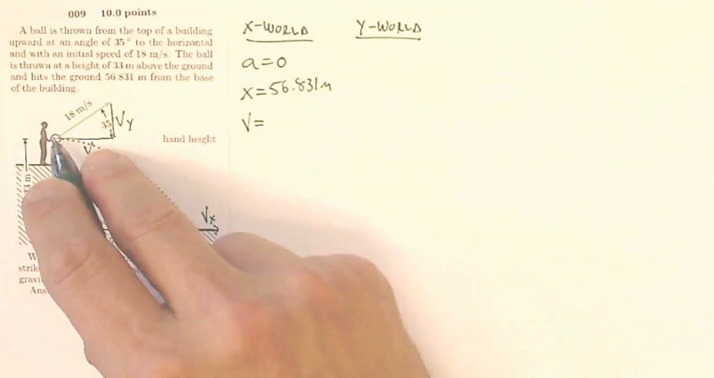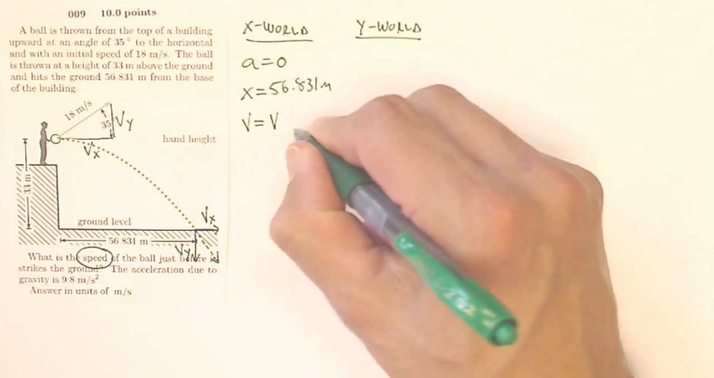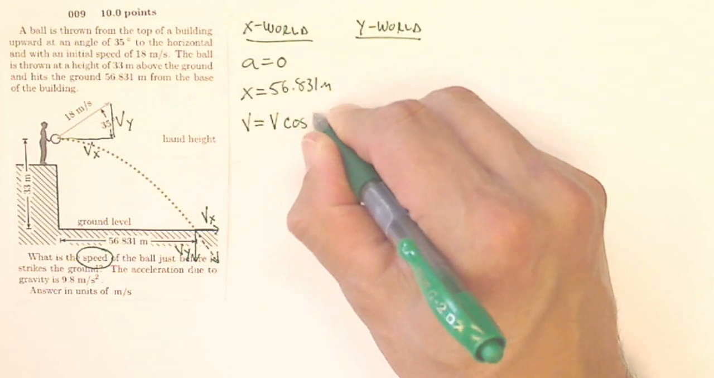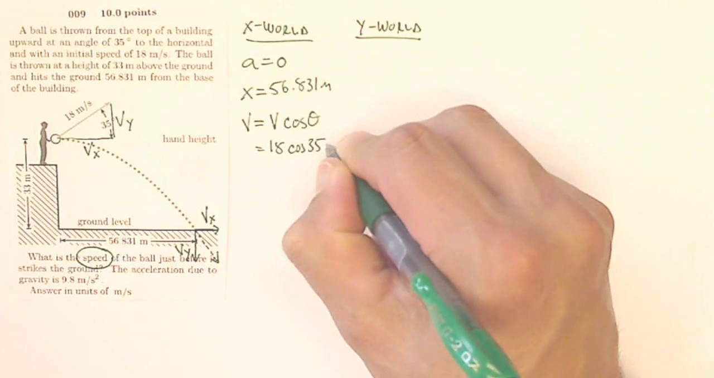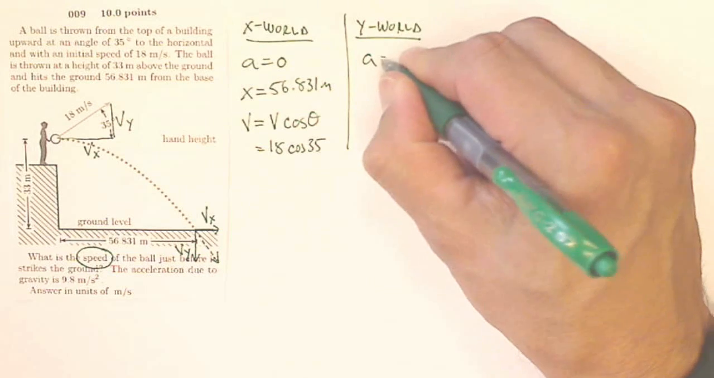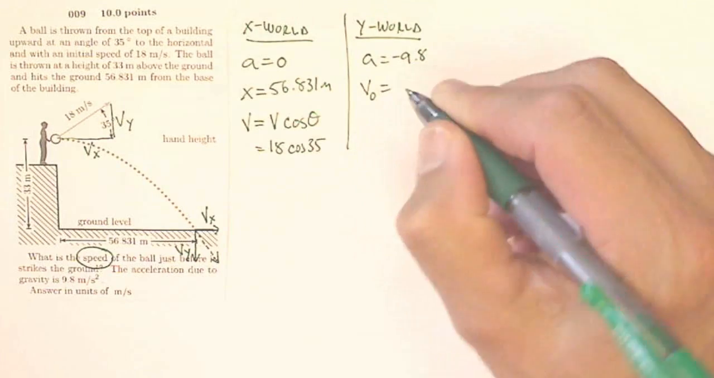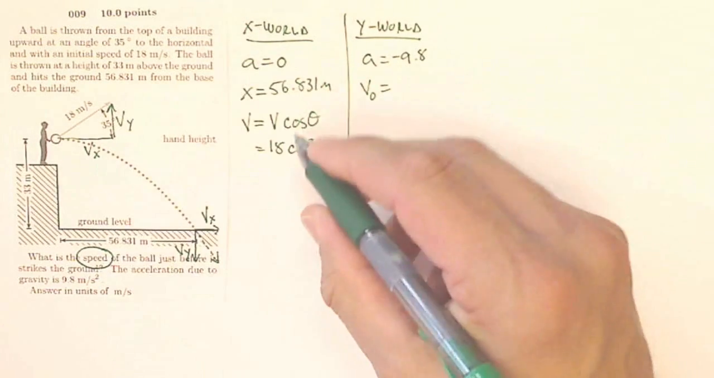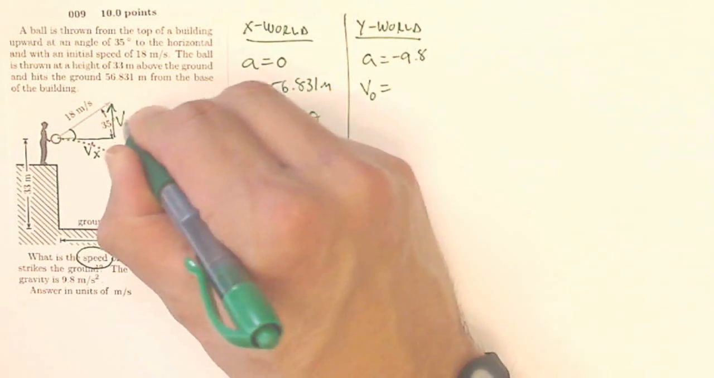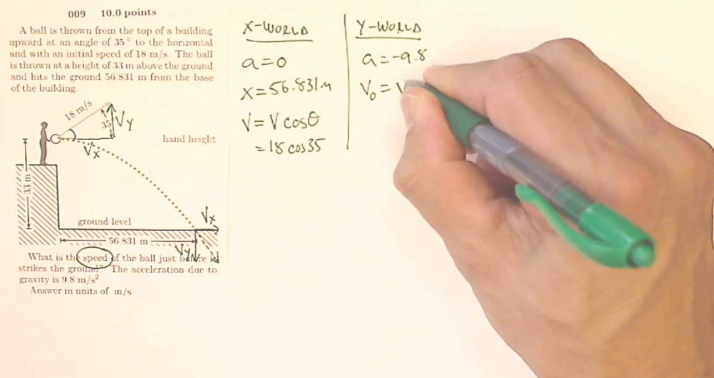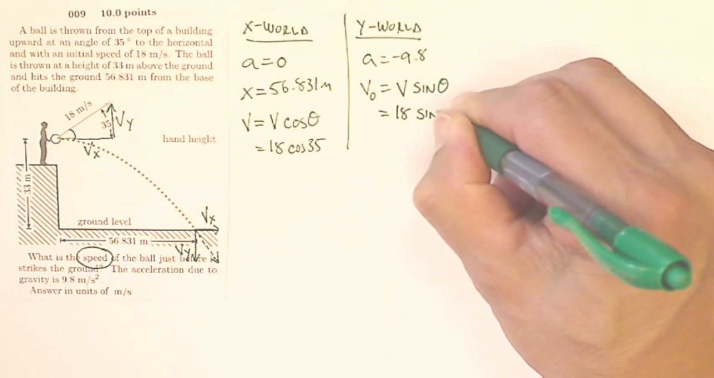My velocity in the x world, since it's adjacent to the 35 degrees, is going to be that velocity of 18 meters per second times the cosine of theta. So that's going to be 18 cosine 35. In the y world, my acceleration is negative 9.8. My initial velocity is going to be this one up, which is the sine of the angle, because that's opposite theta. So it's going to be 18 times the sine of 35.